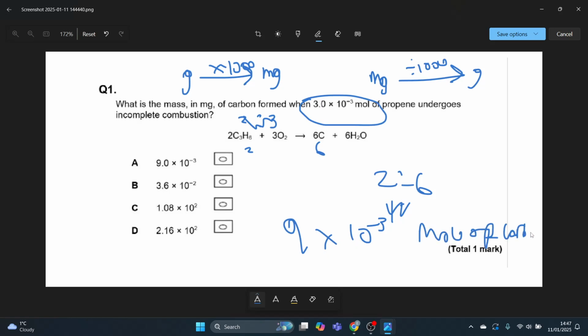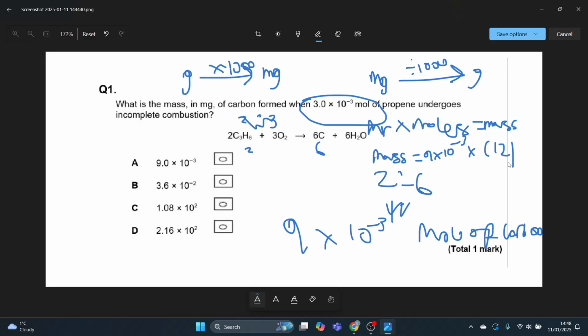And I want the mass of carbon. I know moles equals mass over Mr. Therefore, I want mass, so mass is moles times Mr. So the mass in grams is going to be 9 times 10 to the power minus 3 times the Mr of carbon, which is 12.